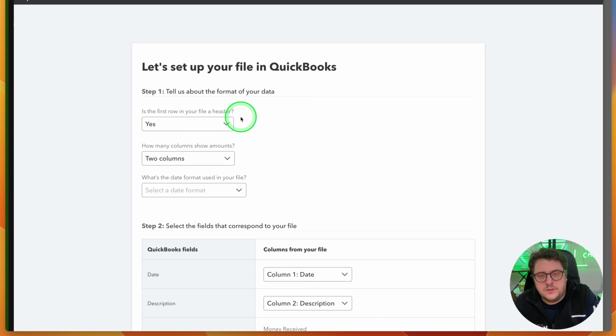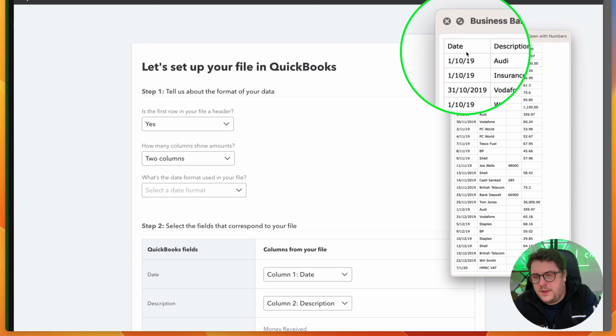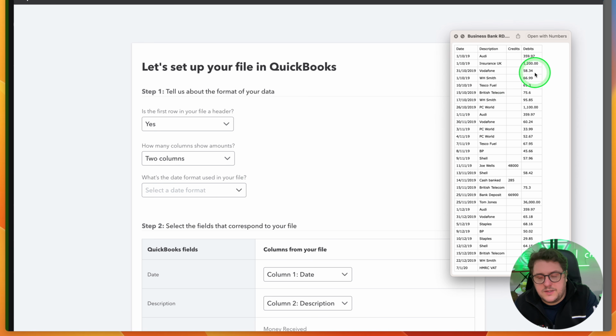Now, at this point you might need to do a bit of mapping. Is the first row in your file a header? Well, if I open up the file itself, notice how we've got the fields at the top here: date, description, credits, debits. So there is the header, so I can press yes.